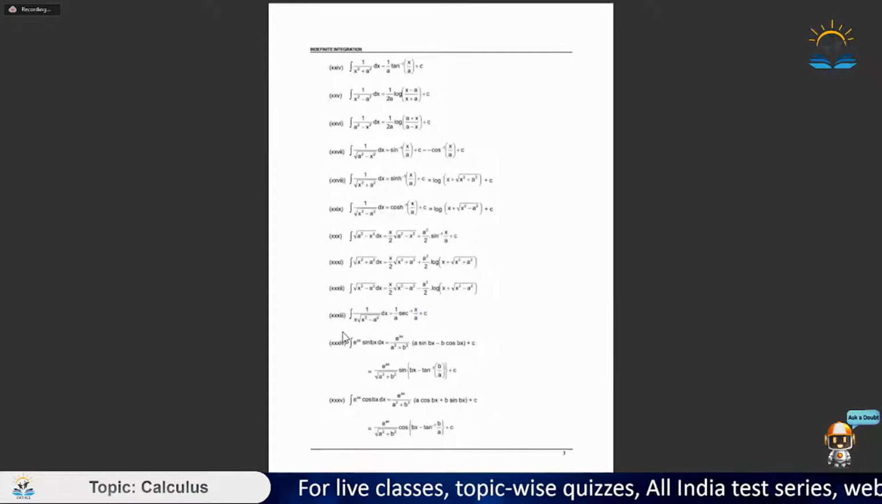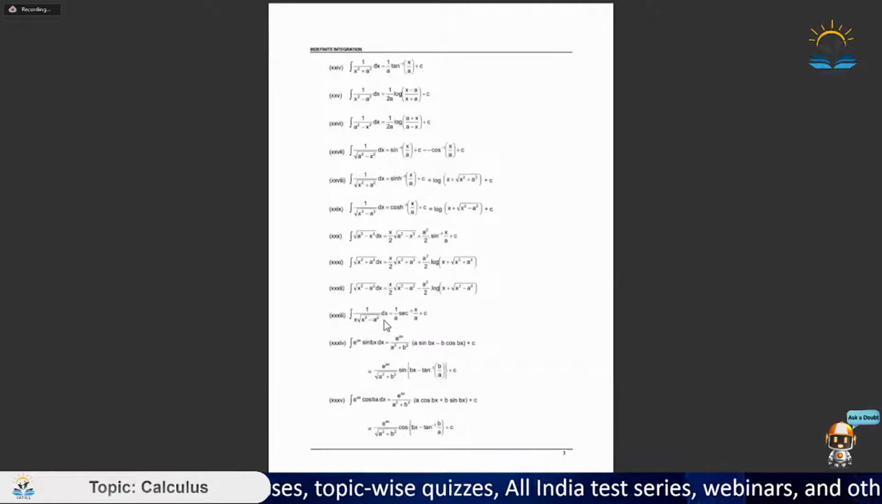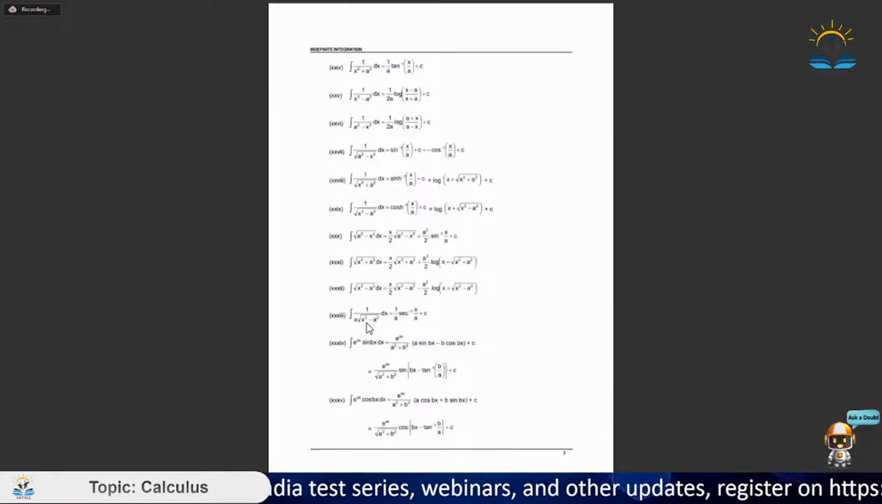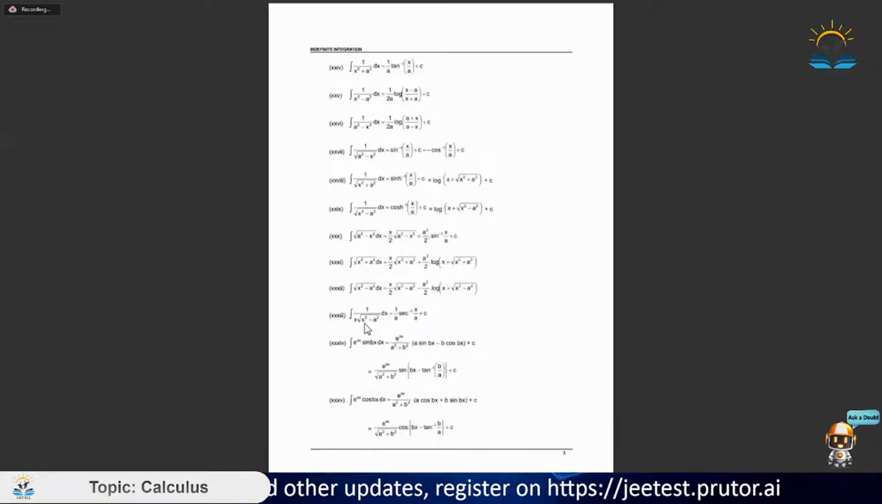Suppose we are required to derive this formula. The basic derivation for this formula can be done by substitution. Here we will substitute x by a sine theta, or we can also substitute it by a tan theta. So depending upon our use case, we can substitute this and we can derive this formula.